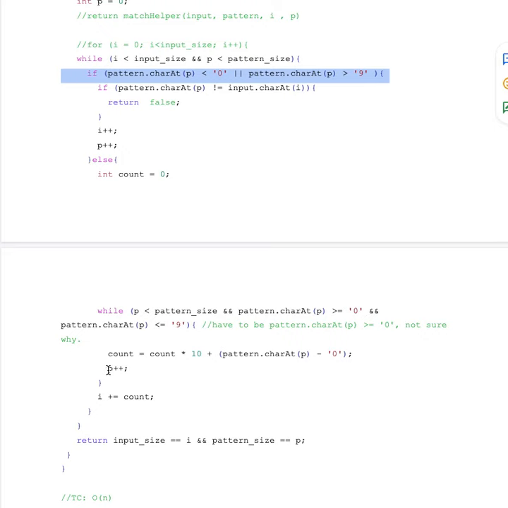Then we keep moving P, the pattern index, to the next one. Say the next one is 2. The first one is 1, so 1 times 10 will be 10. Then we plus the 2, 2 minus 0 is 2, so it will be 12. So count will be 12. Then if there's another one, 3, it will be 123. So that's how the count works.